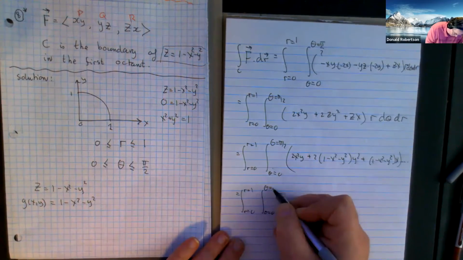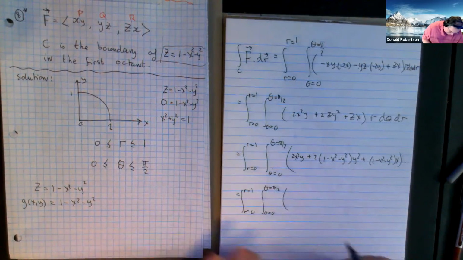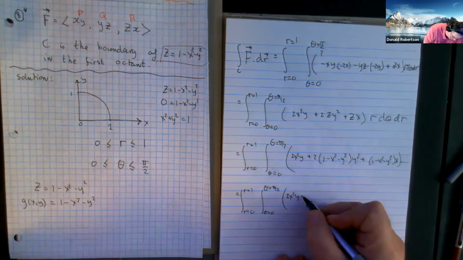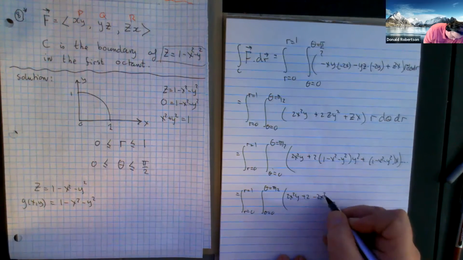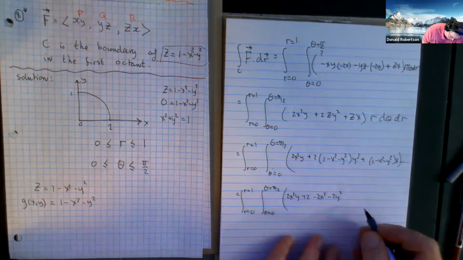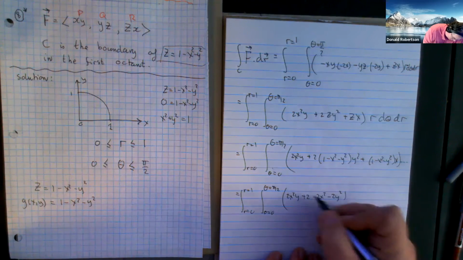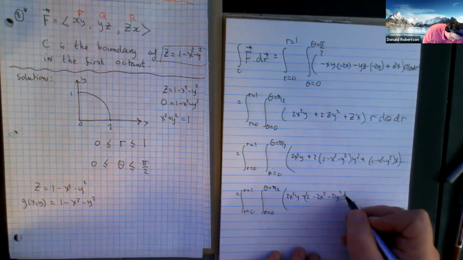It's just lengthy algebra. I don't think this is hard, it's just messy. So I got this fella, I got a 2, I take away 2x squared, take away 2y squared, times a y squared. I'll keep it that way.